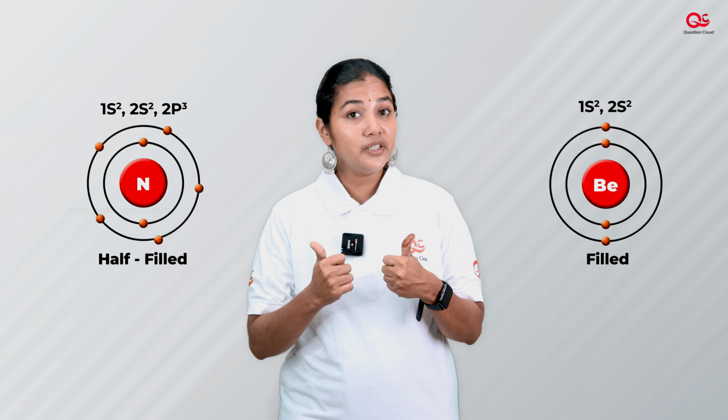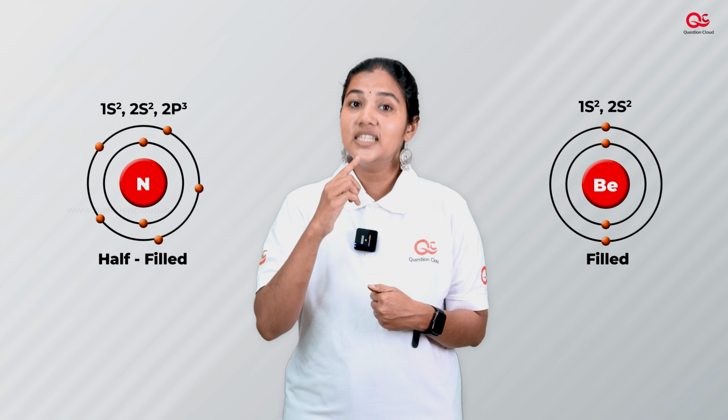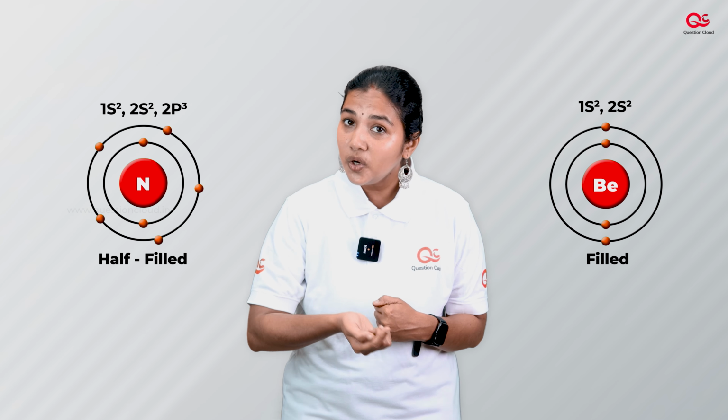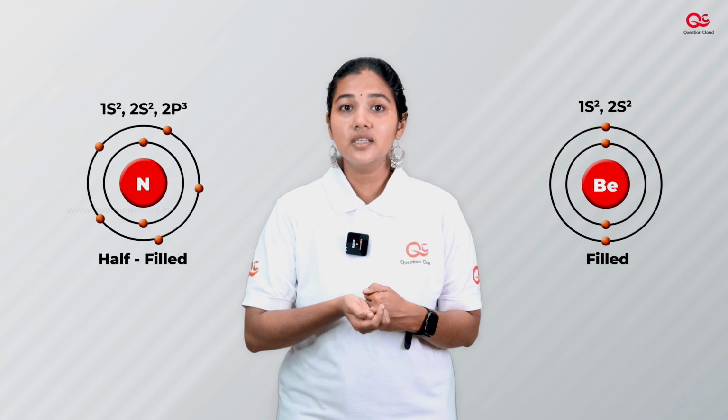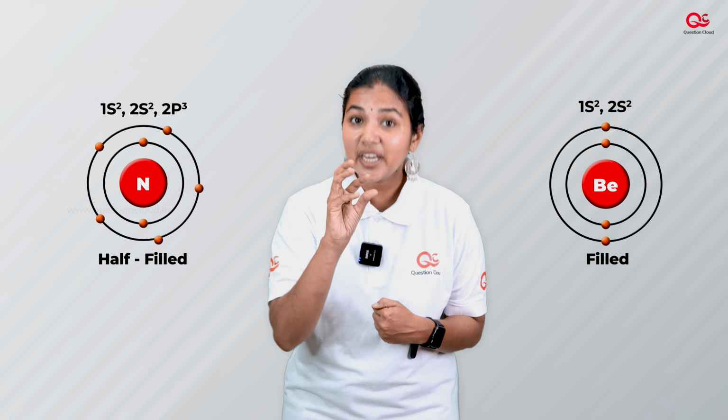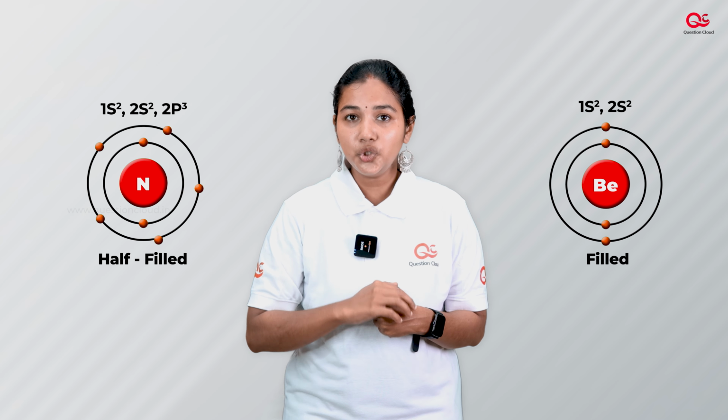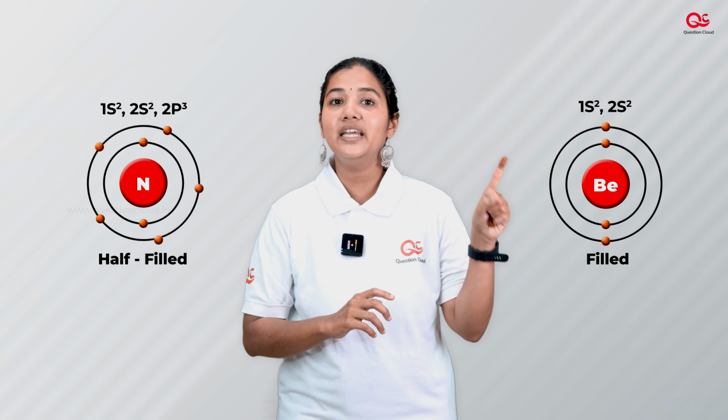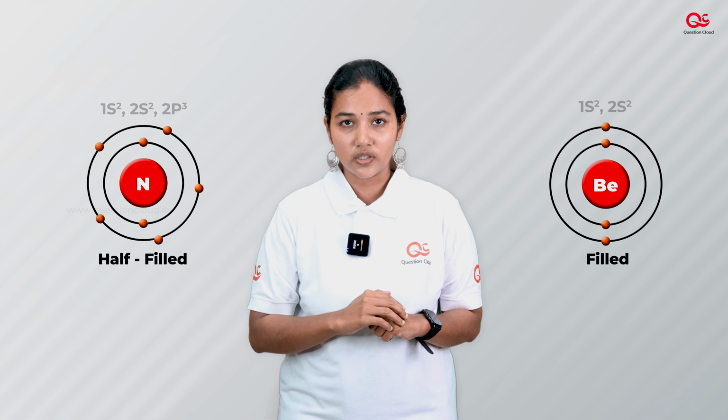Completely filled and half filled means it leads to stability. Stability means the nucleus is more powerful, and so the size will be still more decreased. So the fluctuation will be happening in the case of beryllium, boron and nitrogen, oxygen. Down the group, there is no exceptional case.